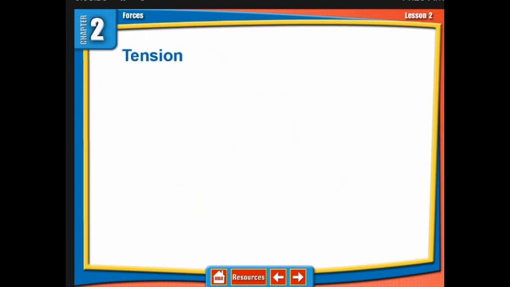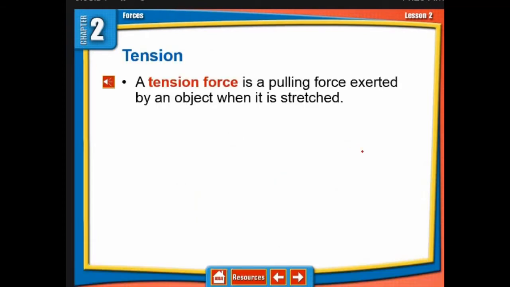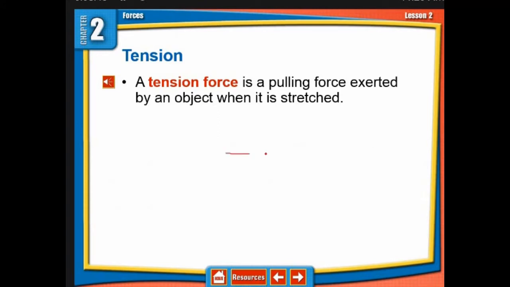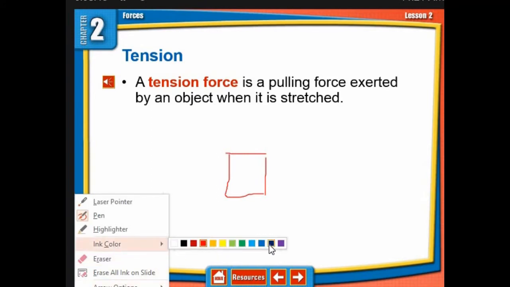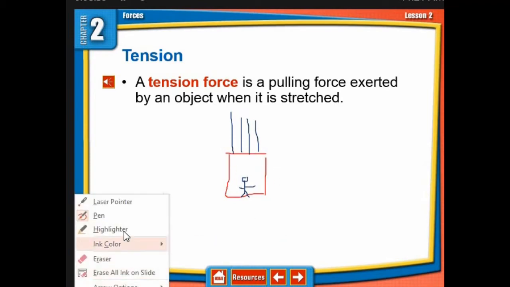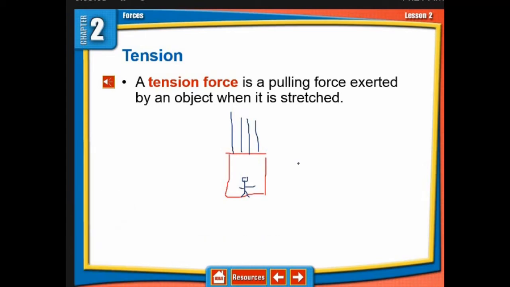Next would be the tension force. A tension force is a pulling force exerted by an object when it's stretched. Let's say, for example, there's an elevator here, and there are cables, and you are here. We all know that this elevator exerts a certain force downwards because of its weight. It has weight.